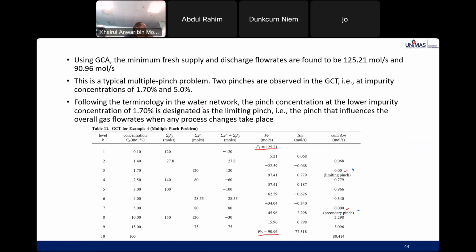Following the terminology in the water network, the pinch at the lower impurity concentration of 1.7 is designated as the limiting pinch, the pinch that influences the overall gas flow rate when any process changes take place.